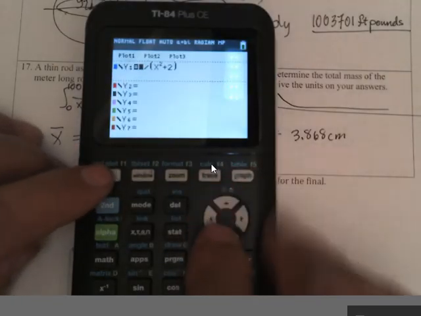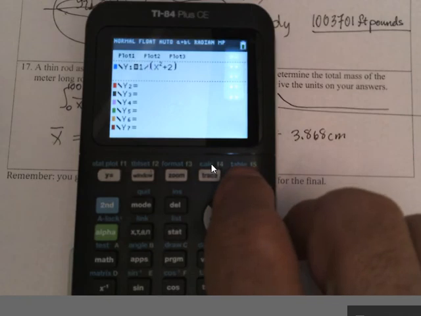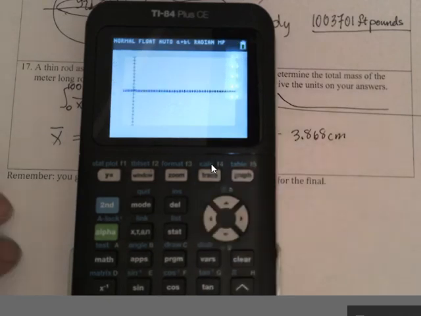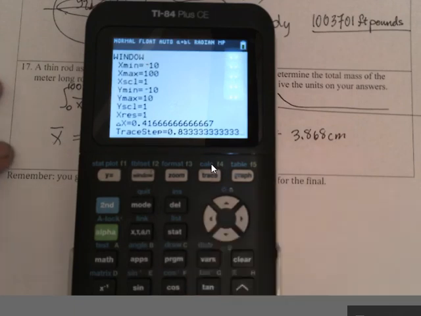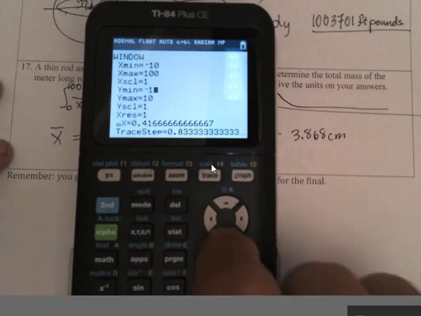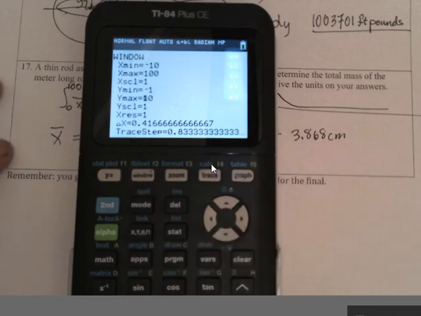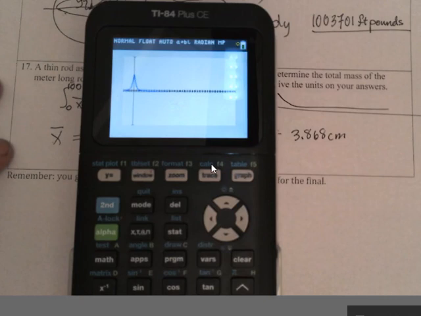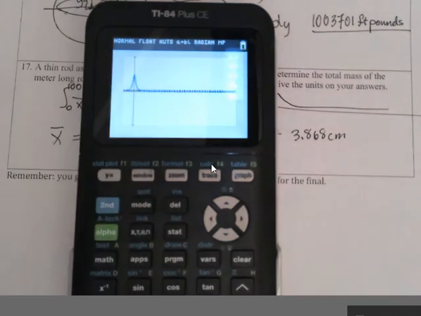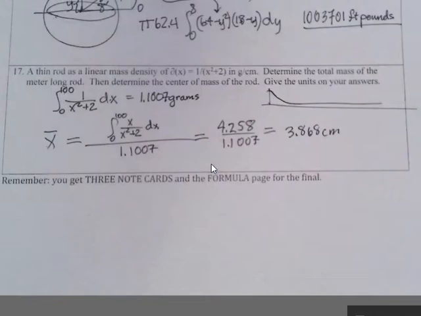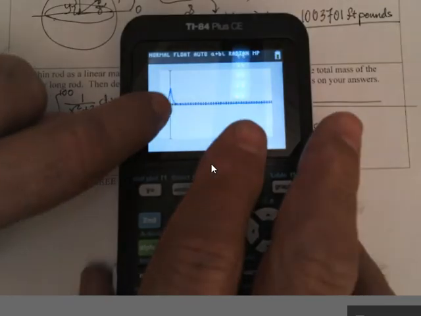Y equals 1 graph on, hold that, stop that, and make the window in the Y much smaller. Go from -1 to 1. You can see it's a lot of density at the beginning and then almost nothing after that. So that's why the center of mass is so close to this end, to balance it.